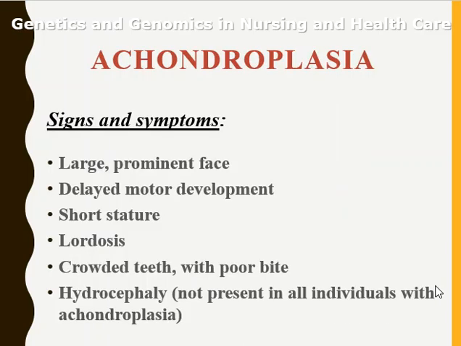Okay, so there will be delayed motor development. We've talked about the short stature, the lordosis, or the swaying of that lower back. Teeth tend to be crowded with a poor bite. They might have hydrocephaly, but that's not present in all of the individuals with achondroplasia.